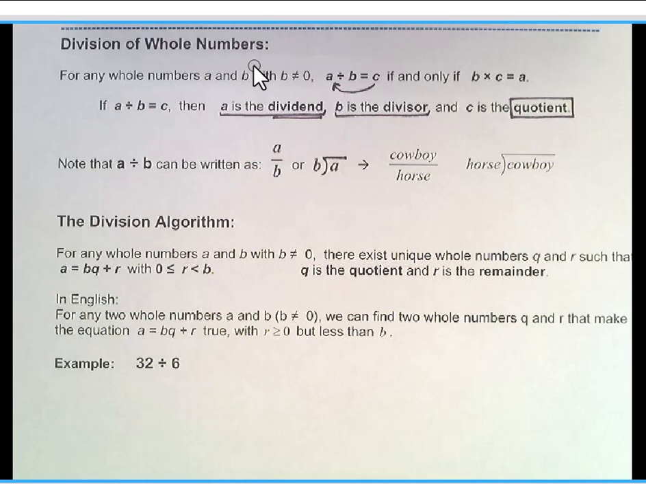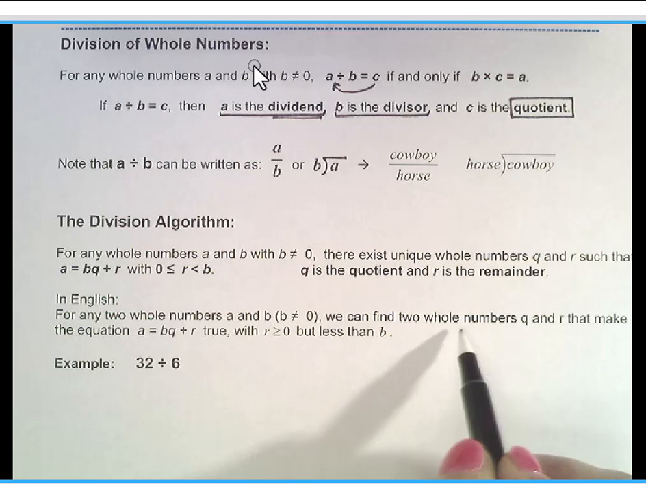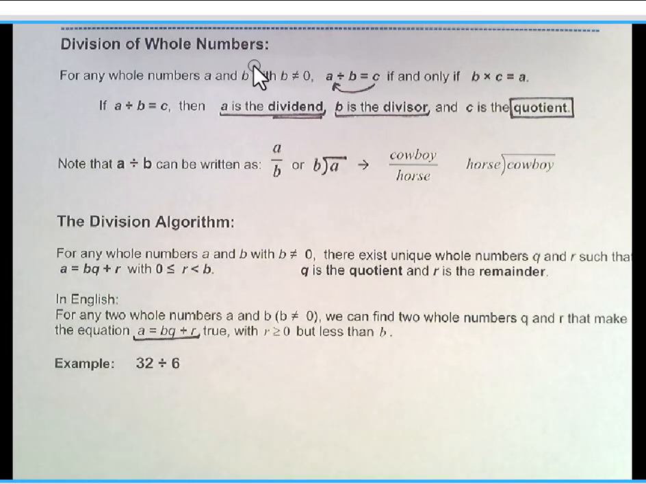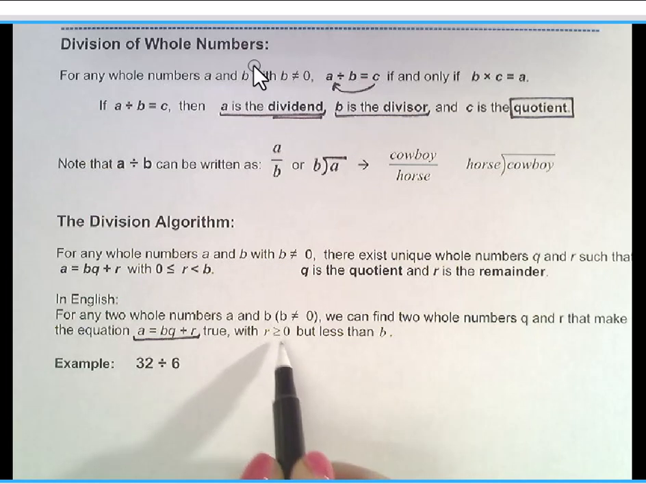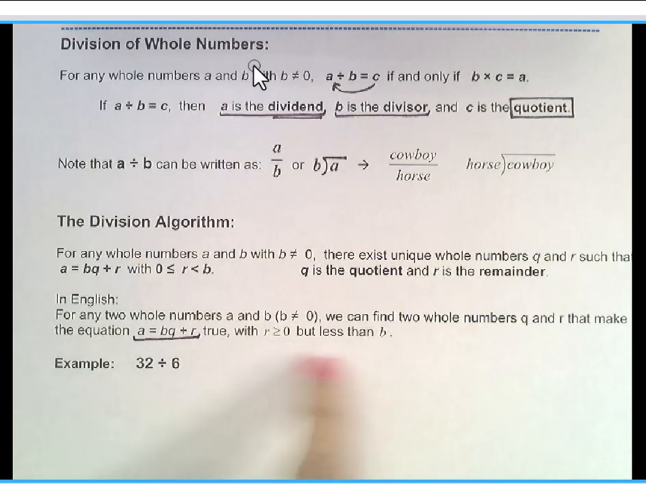That's a pretty mathy definition, so let me break it down and explain what the division algorithm is trying to say. It's going to help us understand why long division works the way it does. For any two whole numbers a and b, b is not 0, we can always find two whole numbers q and r that make this equation true, where the remainder has to be equal to 0 or greater than 0, but always less than b. And I will explain why the remainder has to be less than b.